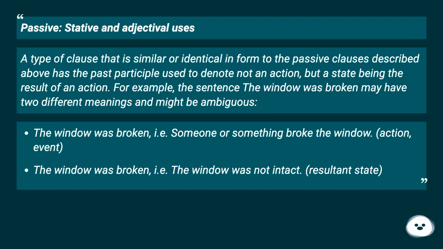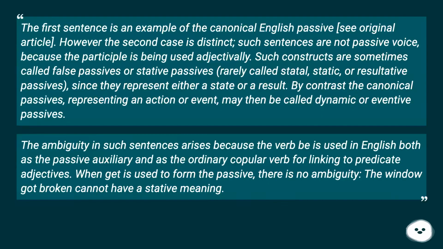The window was broken, i.e. someone or something broke the window. Action, event. The window was broken, i.e. the window was not intact. Resultant state. The first sentence is an example of the canonical English passive, see original article. However, the second case is distinct.